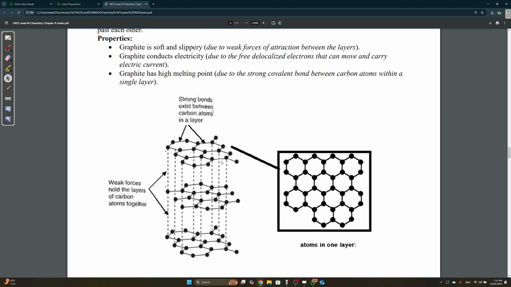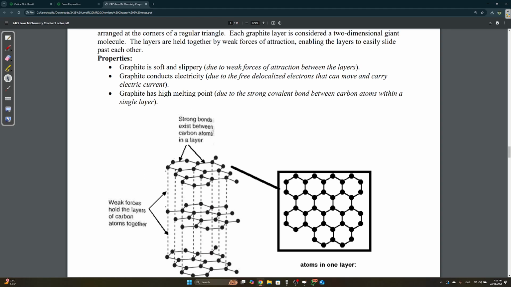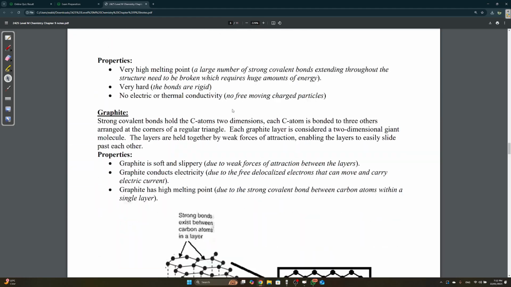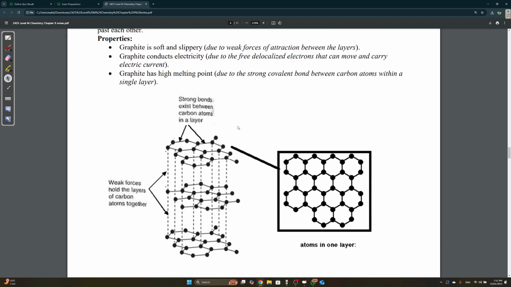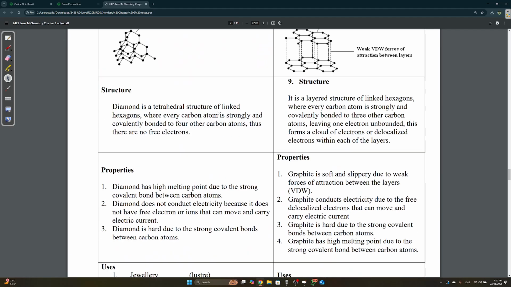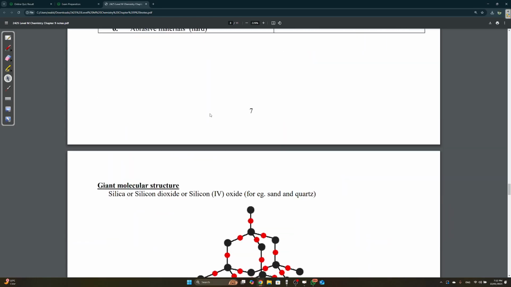However, for graphite, this is how it looks. You need to know that they're bonded by covalent bonds, and the layers are bonded by van der Waals forces, which are weak forces of attraction. That's why it's soft and slippery. Since each carbon is only bonded to 3 instead of 4, like in diamond, you're going to have one free electron that's going to cause some electric conductivity. And then high melting point. Read over this if you want.